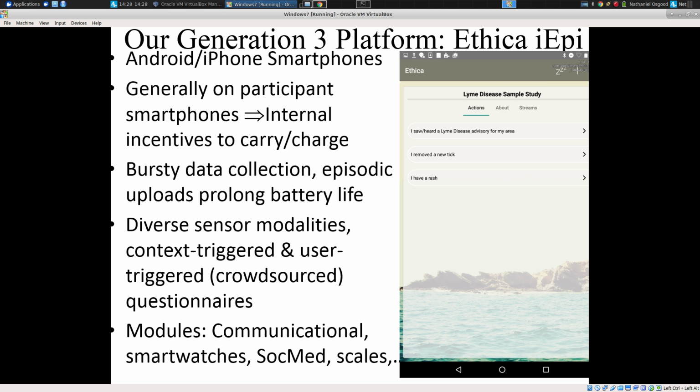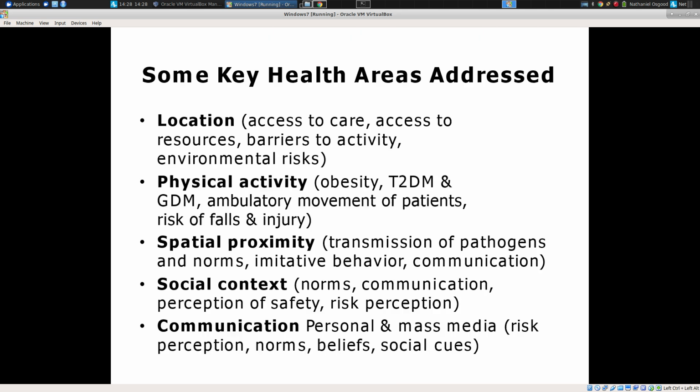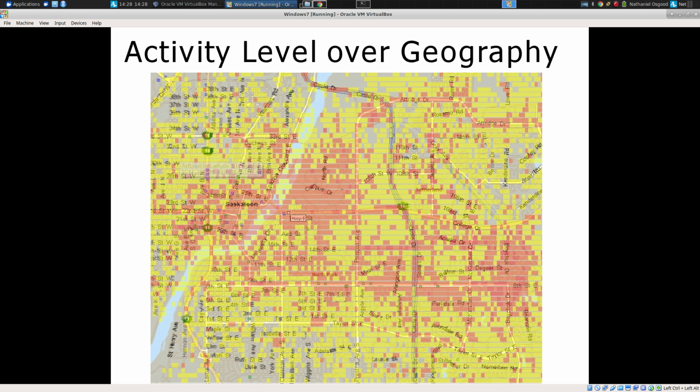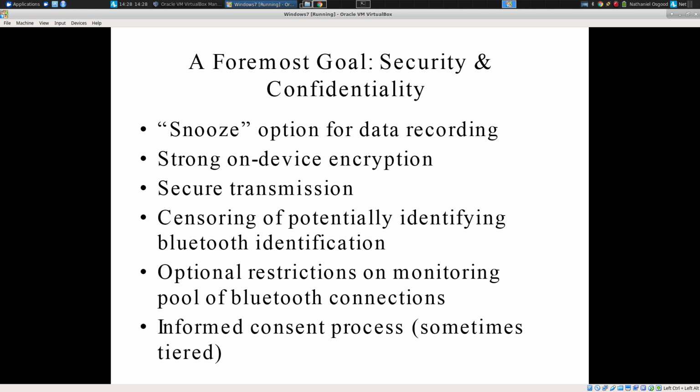It has diverse sensor modalities, and you can have some context-triggered surveys. And it has a variety of modules. There are some plugins that you can install separately for things like smartwatches, and for monitoring things like browsing behavior from consenting individuals. So the areas that we're addressing, not surprisingly, map directly onto those that I listed earlier as being challenging: things like location, physical activity, spatial proximity, social context, and communication. So it allows us to map activity levels over geography, as well as many other features.